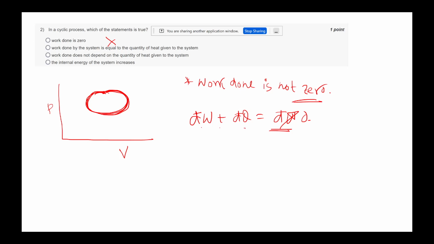So this is actually equal to that. The amount will be the same, the minus sign will be different. So the option that says work does not depend on the quantity of heat is wrong, and internal energy of the system increases is also wrong. So this option is right. Yes, I absolutely agree, the same logic. That's good.